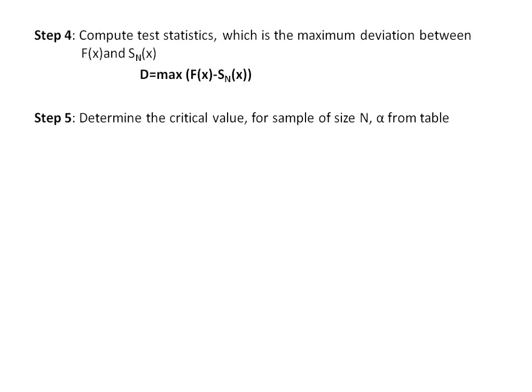Step 5, determine the critical value for sample of size n and alpha from the table. So here alpha is level of significance and n is number of digits. Step 6, compare the test statistics with critical value. If test statistics D is less than critical value D alpha, then the hypothesis H0 cannot be rejected. That means the numbers are independent.